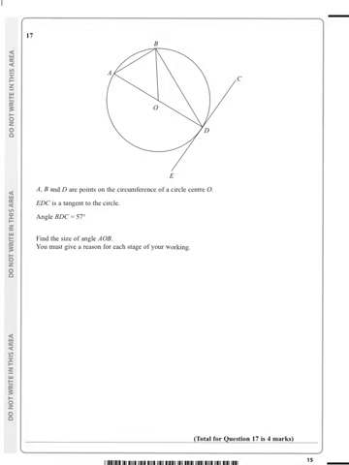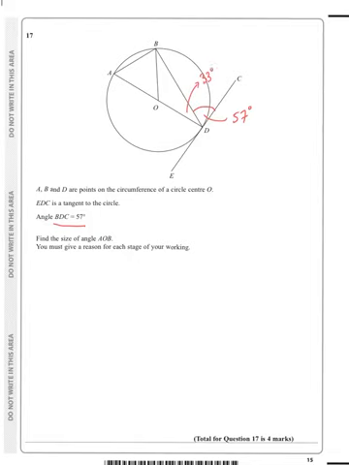Question 17, the circle theorem question. And we're given first of all that angle BDC is 57 degrees. So we can write that in there. And so we can deduce what this angle is, and that will be 33 degrees.